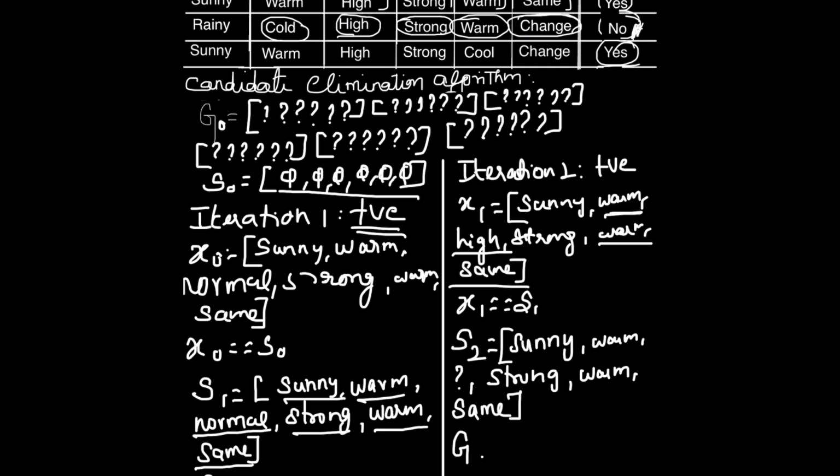And for the generic hypothesis, we'll not worry about the generic hypothesis. It is the same as G0 or G1. Both are the same. So let us check with iteration 3.